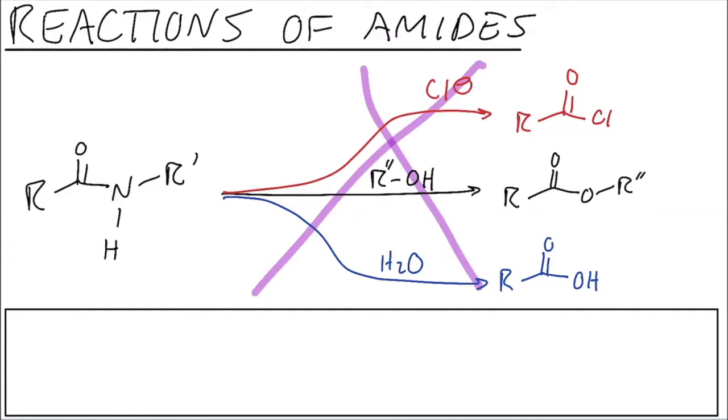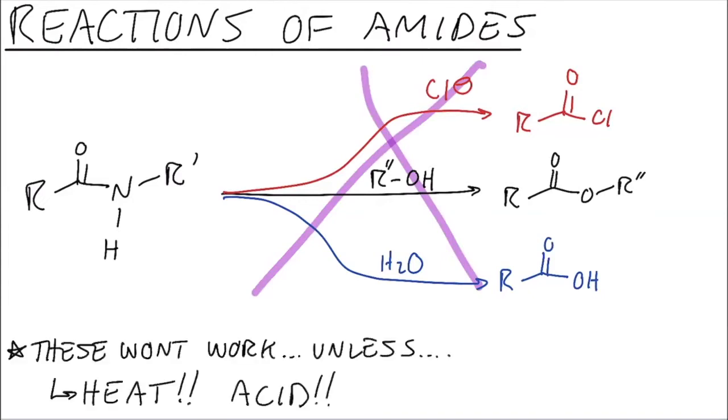So if we wanted to get them to work, we're going to have to force them a little bit. So they won't work unless we add heat and acid. We're going to need a little bit of catalytic acid to help make the carbonyl carbon a little bit more electrophilic. We saw that in the case of the esters already. So this is something that you should be familiar with from having learned it in those last rounds of reactions.